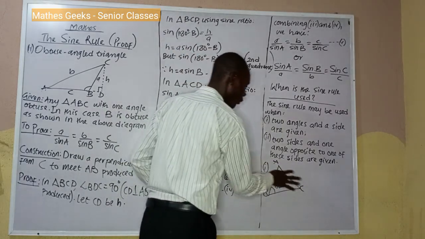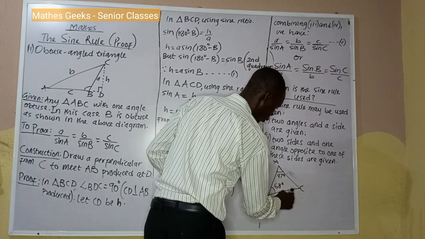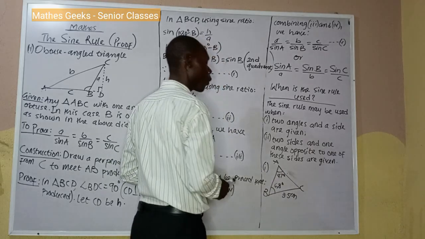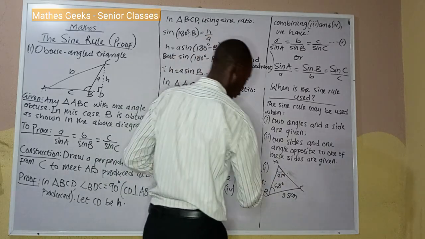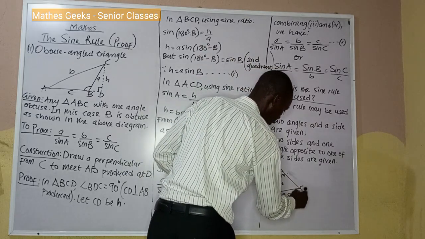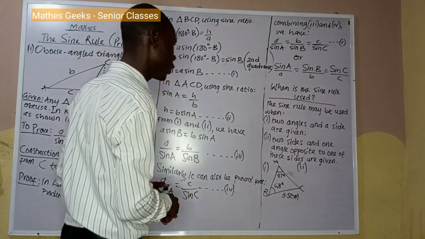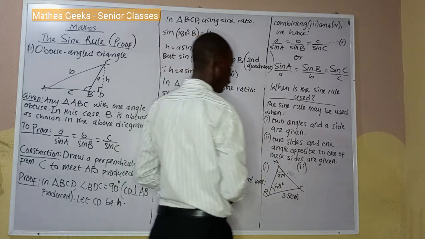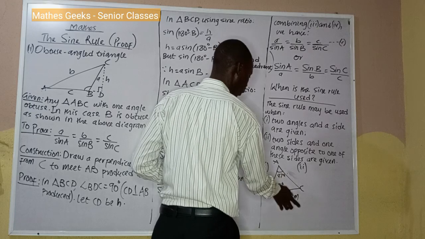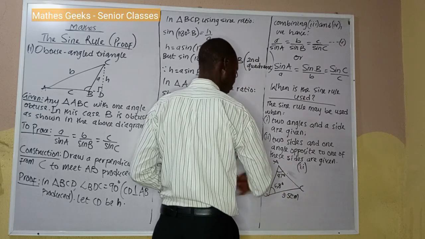If this side is not given, that means this side must be given to me. Let's assume 3.5 centimeters. Same rule, two angles and one side that's opposite to one of the given angles. Okay, and so that's okay. Then the next one, when is the sine rule used? The sine rule is used when two sides and one angle opposite to one of these sides are given. So it's the reverse. Either two angles and one side opposite the given angle, or two sides and an angle that's opposite to one of the sides is given.